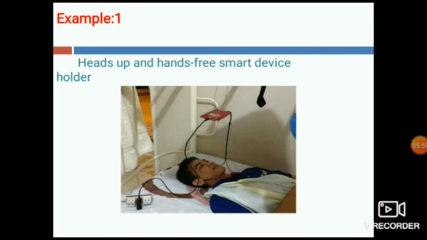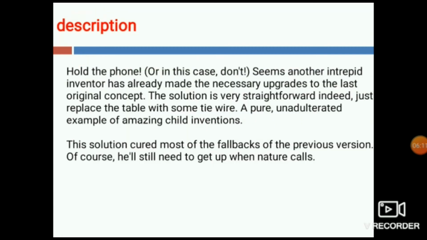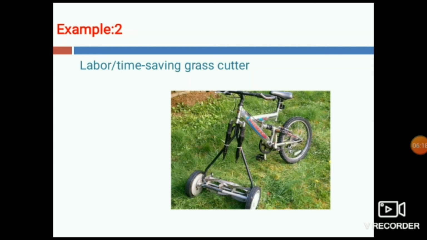If you want to buy a mobile stand, it may cost nearly 1,000 rupees. Without spending that much money, we can easily prepare this type of mobile stand. Okay, and this is the description of that example. See this one. And next, example 2.